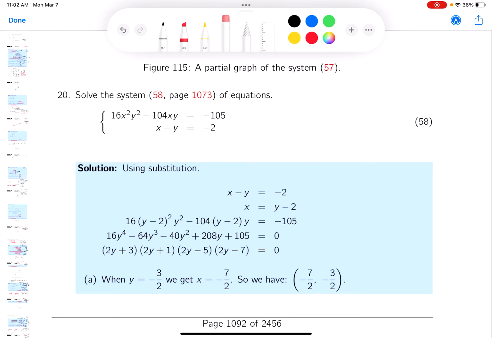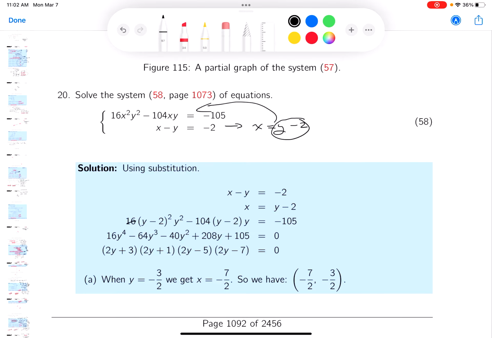Okay, let's take the second equation and solve it for x. And what do you get there? X would equal y minus 2. So this is what x is. You're going to pop it into the first equation, and let's see what you get.